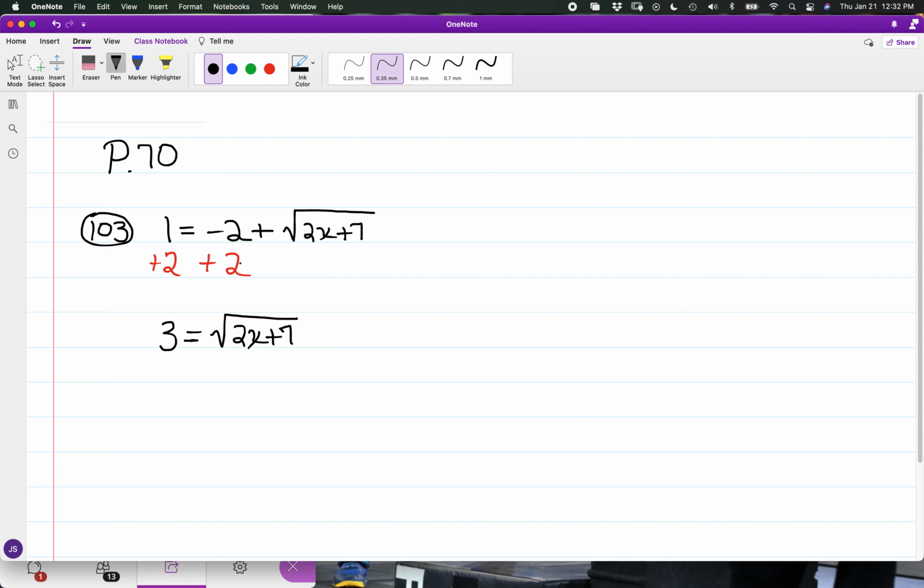Okay, so having 103, we have 1 is equal to negative 2 plus the square root of 2x plus 7. And again, isolating the radical term, so adding 2 to both sides, I have 3 is equal to the square root of 2x plus 7. And again, we have the principal square root rule to be complied with, and so we can proceed by squaring both sides of this equation.